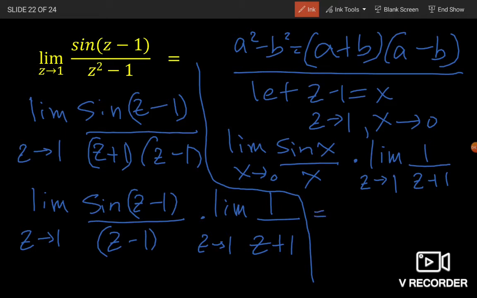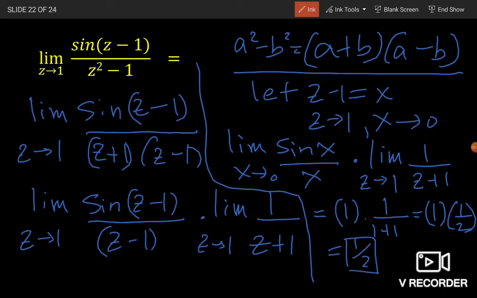Now, if you recall, the limit of sine x over x as x approaches 0 is simply equal to 1, multiplied by the limit of 1 over (z plus 1) as z approaches 1. You just substitute z with 1. This becomes 1 divided by 1 plus 1, which is 1/2. So 1 multiplied by 1/2, you will get 1/2. So our final answer is 1/2.